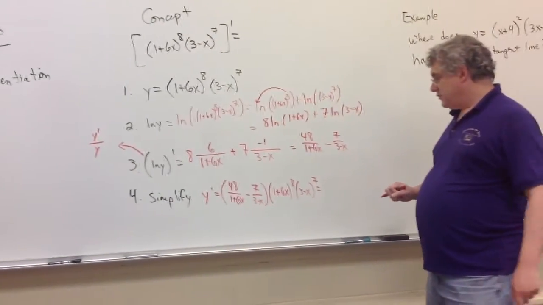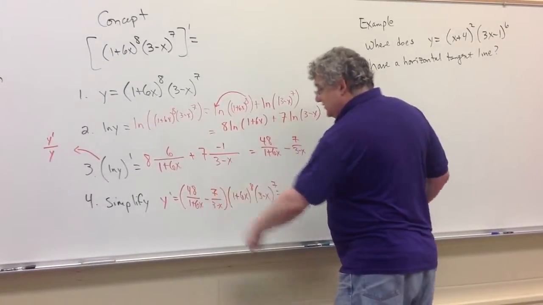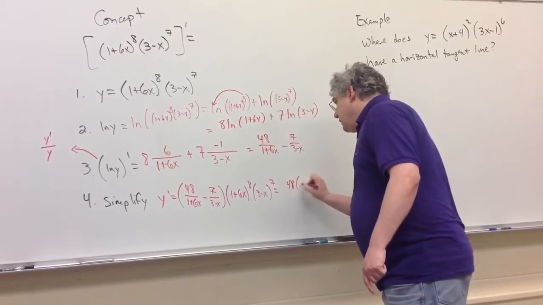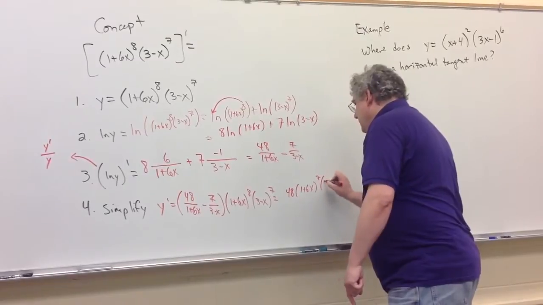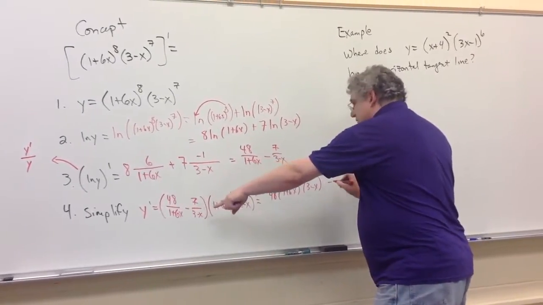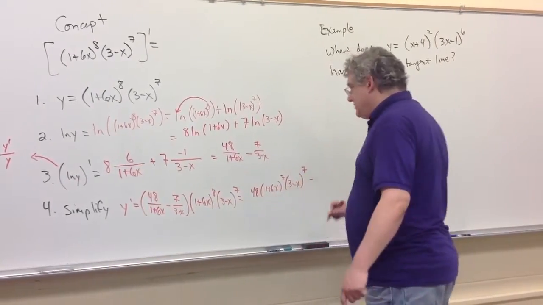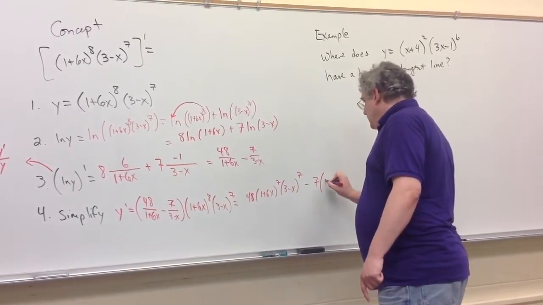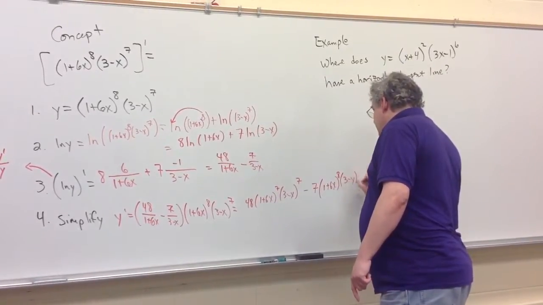So, let's simplify this. Multiply this in here. One of the powers of 1 plus 6x cancels. I get 48, 1 plus 6x, there's only 7 powers left. 3 minus x, 7 powers left. And then minus, I'm dividing by 3 minus x, so one of these powers goes away. I have 7, 1 plus 6x to the 8th, 3 minus x to the 6th.